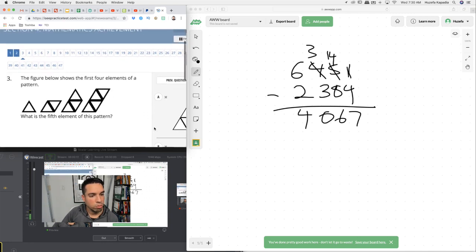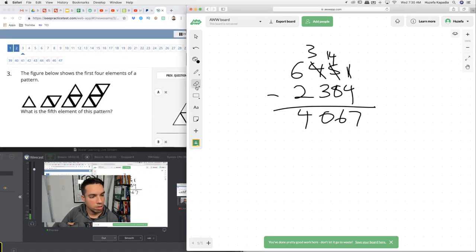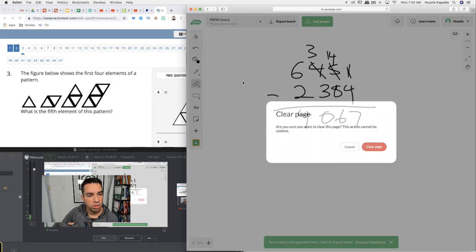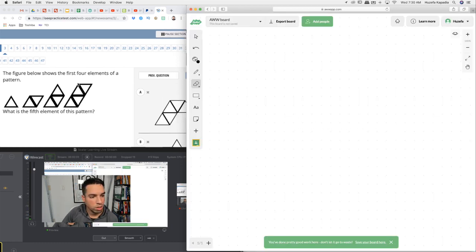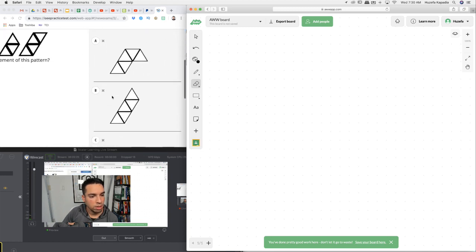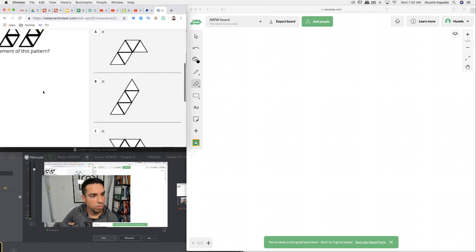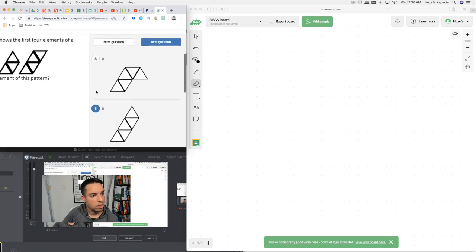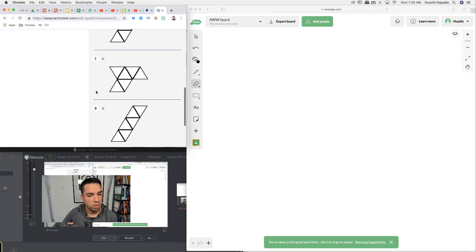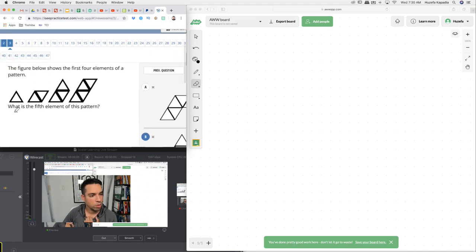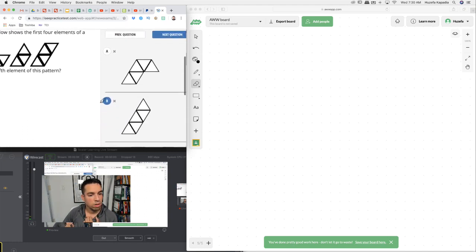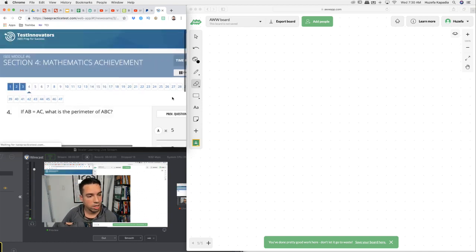Next. The figure shown below shows the first 4 elements of a pattern. What is the 5th element? So you can see it's just stacking a triangle, so it should be 5 triangles, and the next one should be going like this one, I believe. Yep, that's it. This would be 6. They don't want the 6th. They said the 5th element. 1, 2, 3, 4, 5. You just got to be careful. Sometimes they could actually ask for the 6th element.